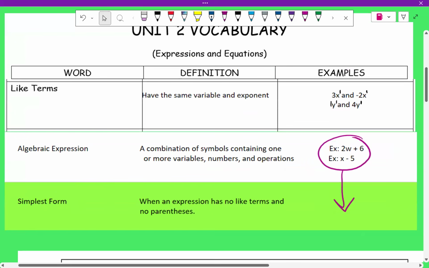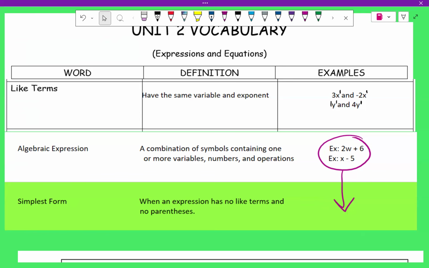There's two more vocabulary words I'd like you to write down. You can write these on the back of your sheet. They're not already on your notes. An algebraic expression is a combination of symbols containing one or more variables, numbers, and operations. So an example could be 2w plus 6 or x minus 5.